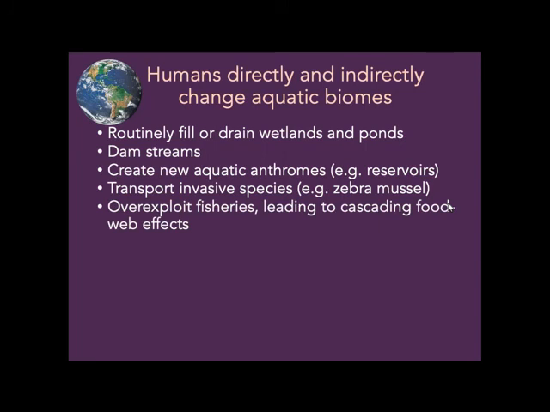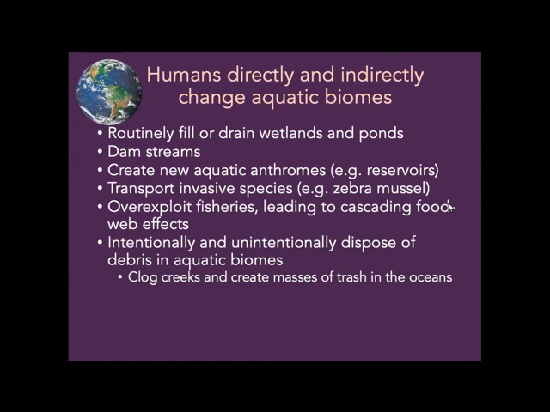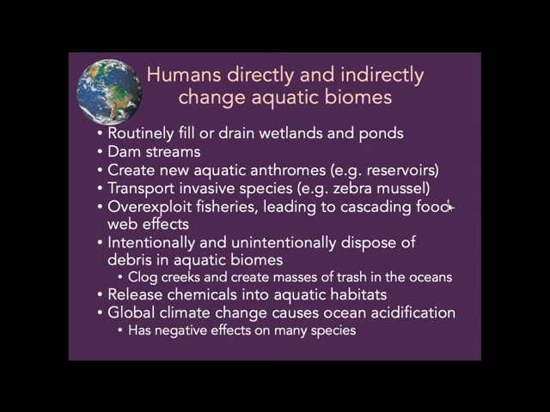We will do things like overexploit fisheries, and that causes cascading food web effects. Maybe we eat all the fish, and then that causes other bad things to happen. We will sometimes dispose of debris in aquatic biomes, either on purpose or unintentionally, and that can clog up the creek and put trash into the oceans. We release chemicals, either accidentally or intentionally, into aquatic habitats. And we know that global climate change causes the acidification of the ocean, which negatively affects a bunch of different species.